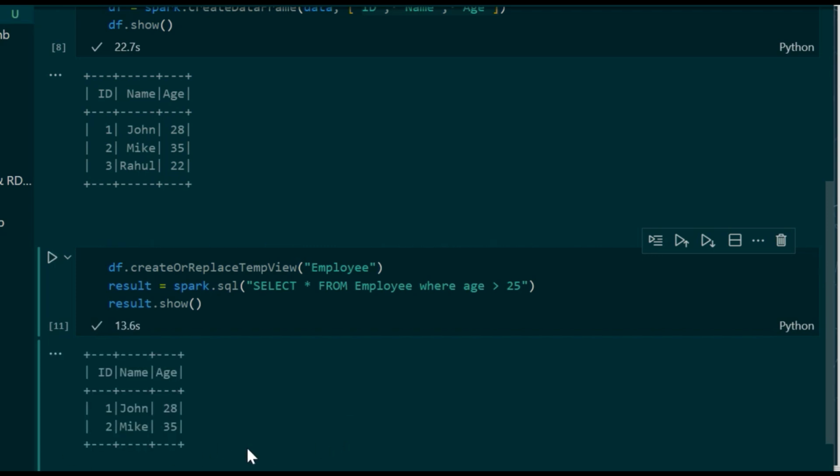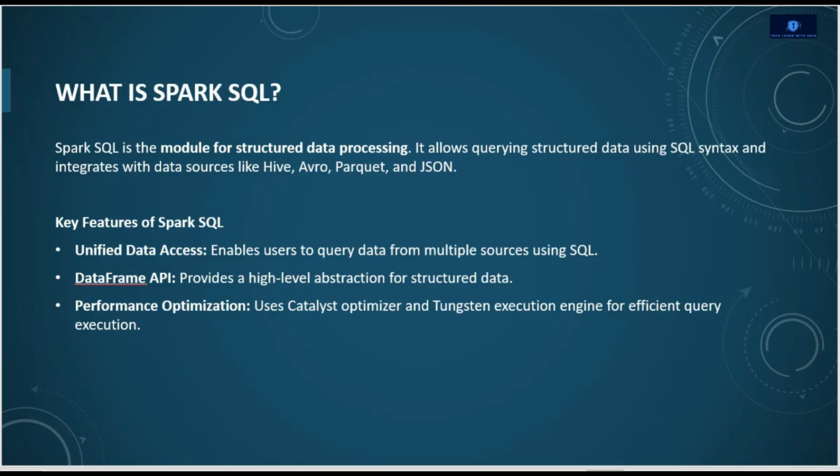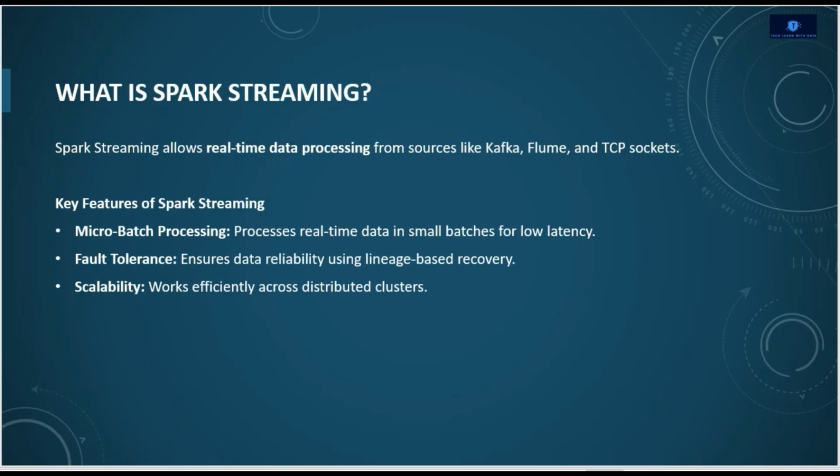Okay, so this is an example of Spark SQL. Now let's move into the third one, Spark Streaming. Spark Streaming allows real-time data processing from sources like Kafka, Flume, and TCP sockets. For a real example, you can say some stock market real-time data will come onto your screen. Third, like you can see, the airplane real-time data, whatever the takeoff and the timing of the takeoff.